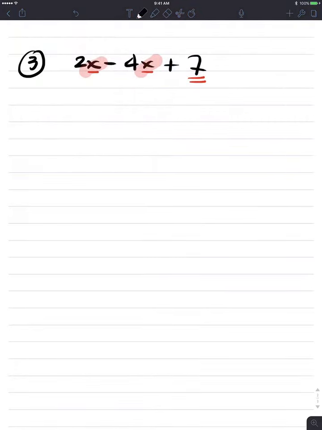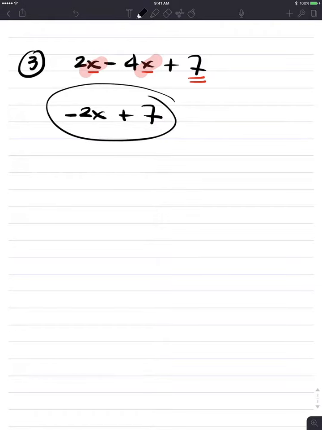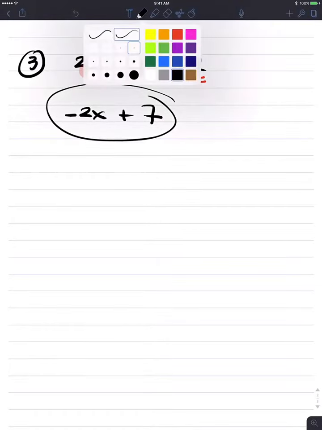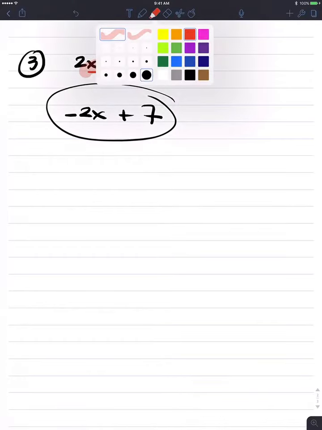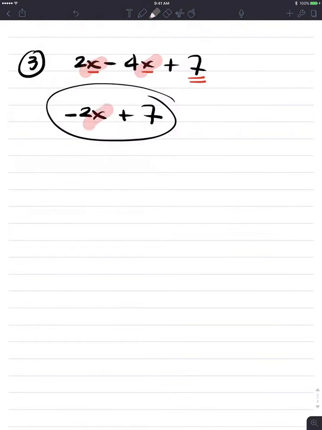So if I have 2 apples and I owe 4 apples, I end up owing 2 apples. Don't forget to bring down my plus 7. I'm done, because these terms are different. This has an x, the 7 does not.